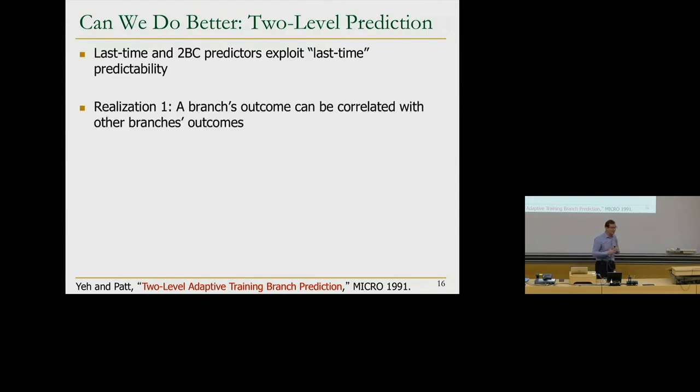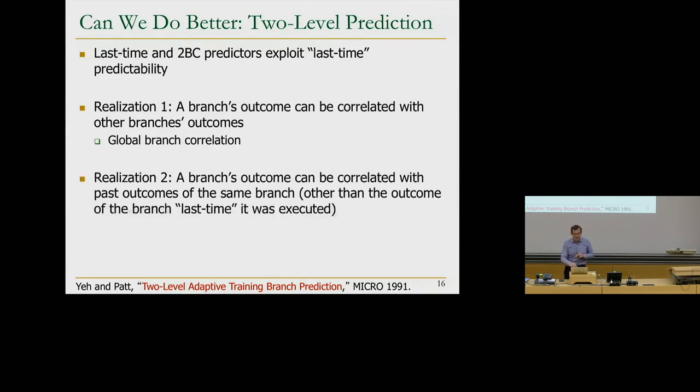So one realization, very important realization, that was made in this paper, actually both realizations are made in this paper, is that a branch's outcome can be correlated with other branches' outcomes. I'll give you examples from real code, and you will empathize with it. This is called global branch correlation. And by tracking the directions of previous branches, the taken or not taken outcomes of other branches, not the branch that you're trying to predict, but other branches in the program, you can guess where this branch will go with much higher accuracy. And the second realization is that a branch's outcome can be correlated with past outcomes of the same branch other than the last time predictability.